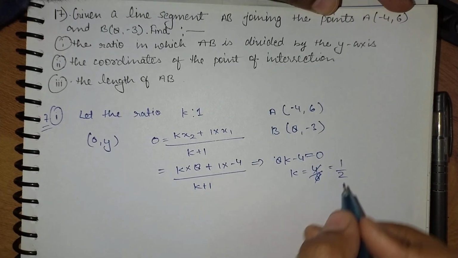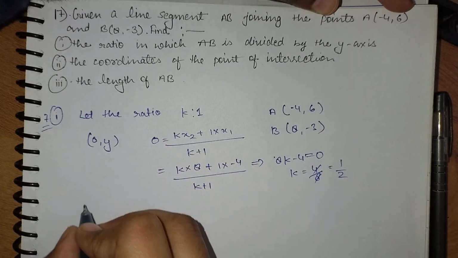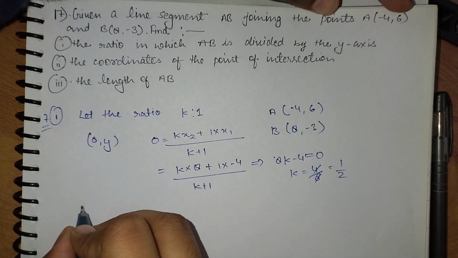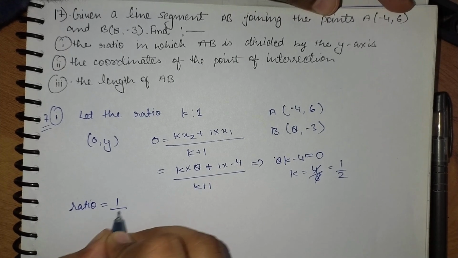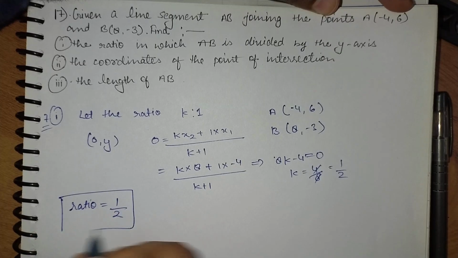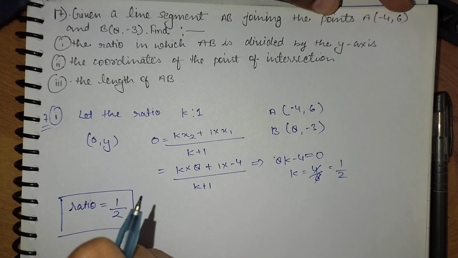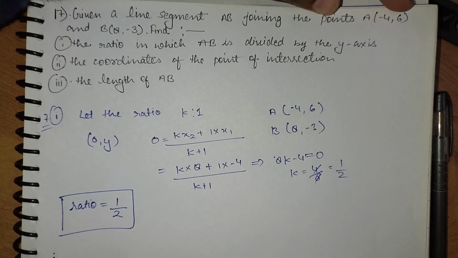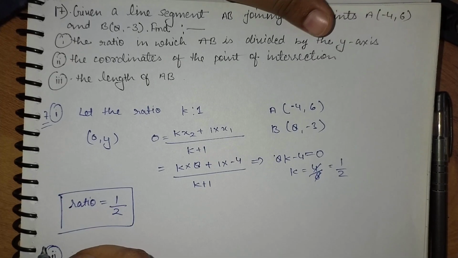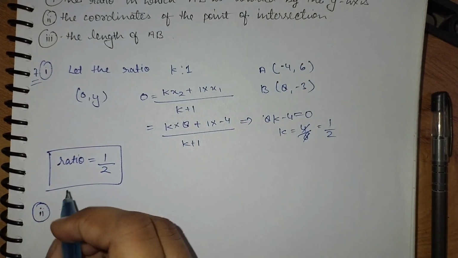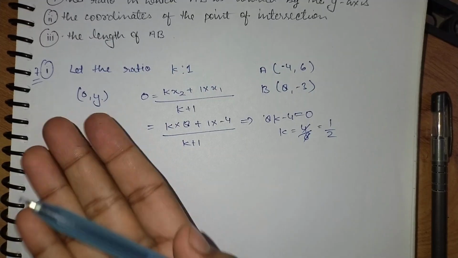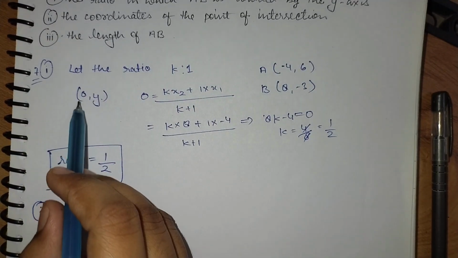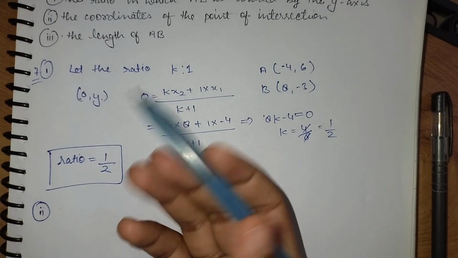Then the ratio is 1 by 2, in which the line segment is divided by the y-axis. The second part here is we have to find the coordinates of intersection, meaning 0 comma y. Because the y-axis is intersecting, hence the x coordinate is 0 only, as given.